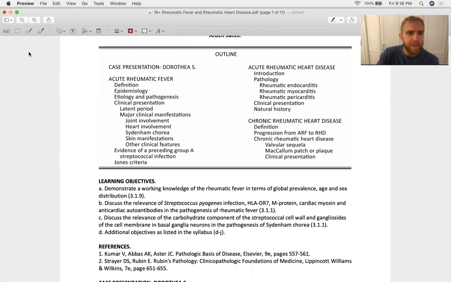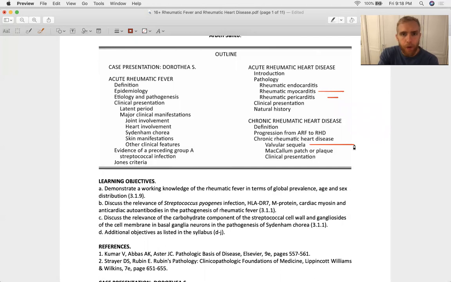So looking at this outline, I believe that there's going to be one question for sure on myocarditis. There may be a question on pericarditis. There is definitely going to be two, maybe three or even four questions involving valvular complications of rheumatic heart disease.